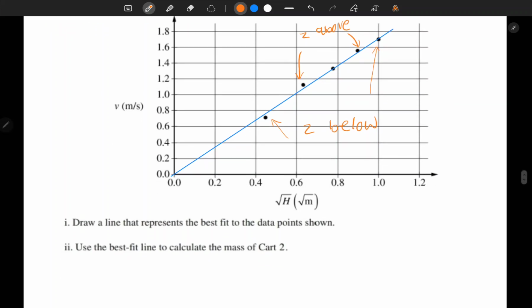So that is the answer to the first part of the problem. Students get 1 point for drawing a line with the same number of points above and below the line. So this line here would get full marks.